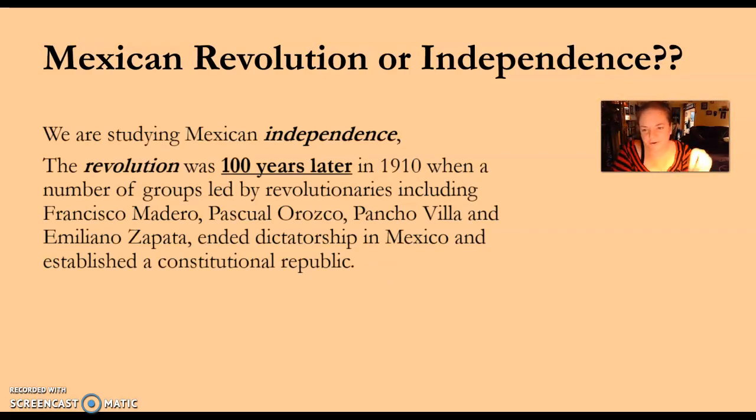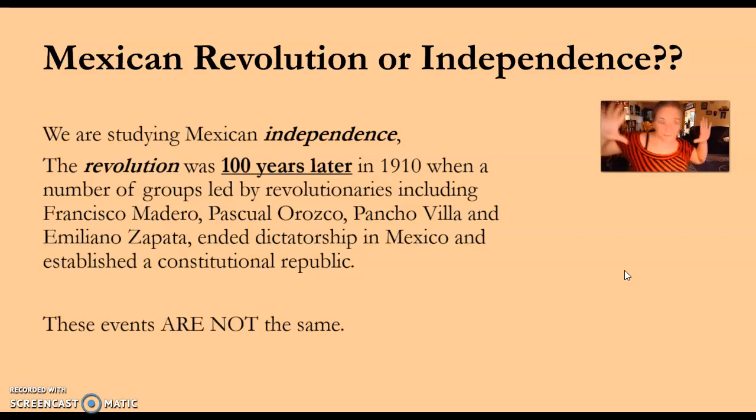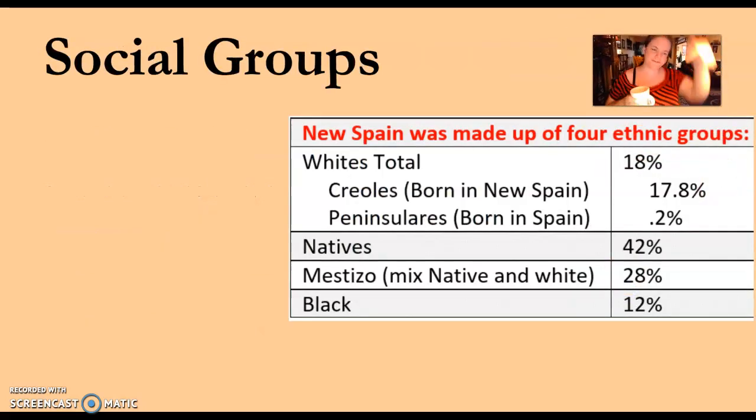The revolution in Mexico was actually 100 years later, in 1910, when a number of groups, led by revolutionaries, including some people you've heard of, Francisco Madero, Pascual Orozco, Pancho Villa, and Emiliano Zapata, ended dictatorship in Mexico and established a constitutional republic. I almost said colonial republic, and that's kind of the opposite of what I meant. No, constitutional republic. It was like a whole revolution. All right, and those events are not the same. I wouldn't want you to get it twisted in your brain, like, possibly, you're on your first days in Mexican history ever.